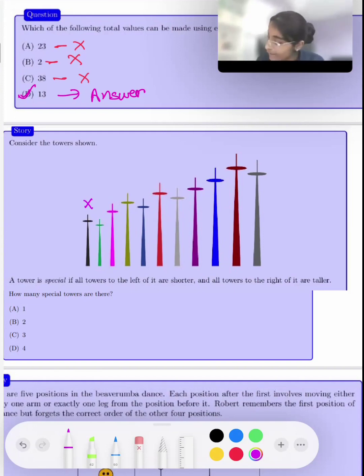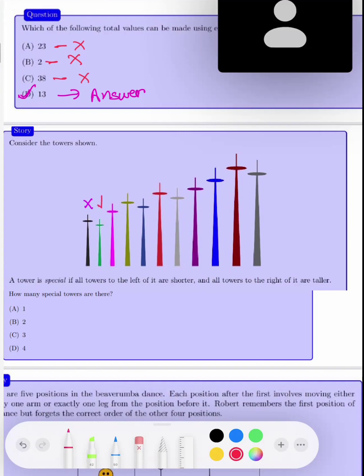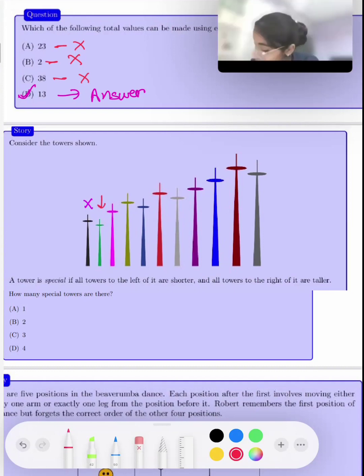All right. So, I see a couple people have raised their hands. So, Louis, is this tower special? The green one? No. That's correct. The black tower is taller than the green tower. So it's not special because a tower is special if all the towers to the left of it are shorter. However, the tower to the left of this green tower is taller than that. So this tower is not special.